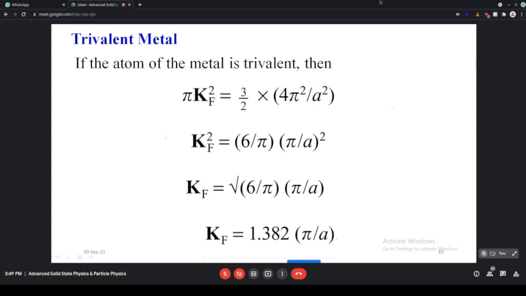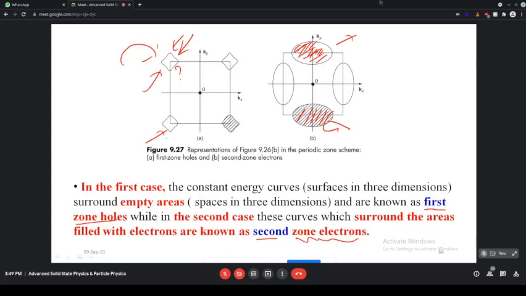Sir, no problem. Sir, in figure A, what is this shaded part at the bottom here? This shading only shows that this is empty. Okay, this is empty here. If this is empty, this is empty. Sir, these four are empty. This belongs to one sodium atom, this may belong to another sodium atom, and so on. This is represented in the periodic zone scheme.